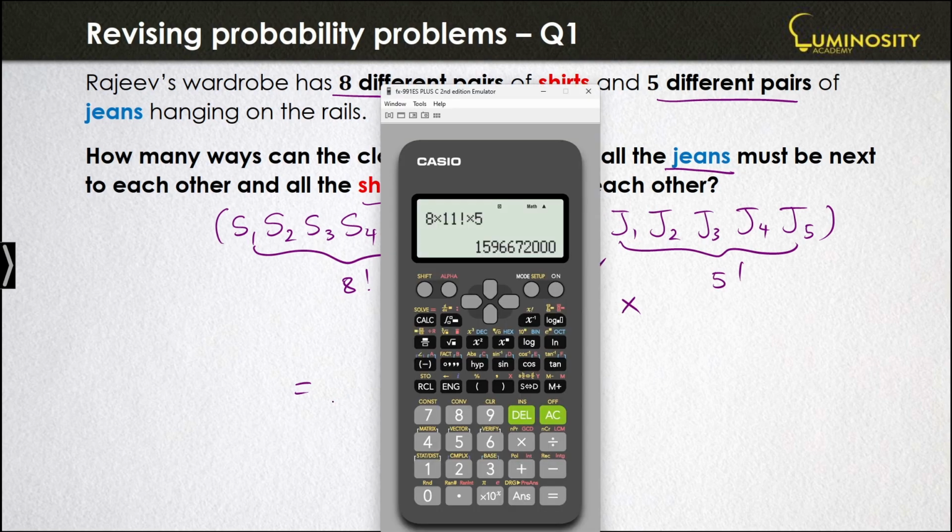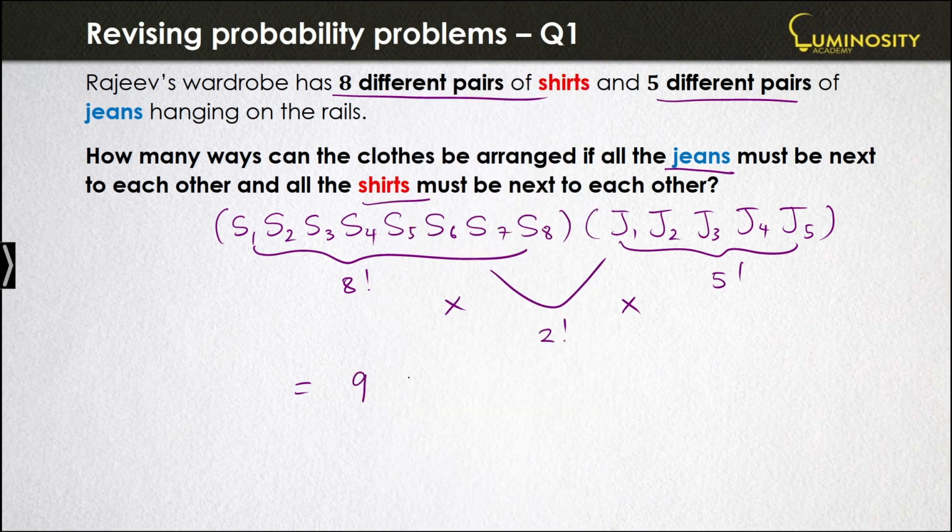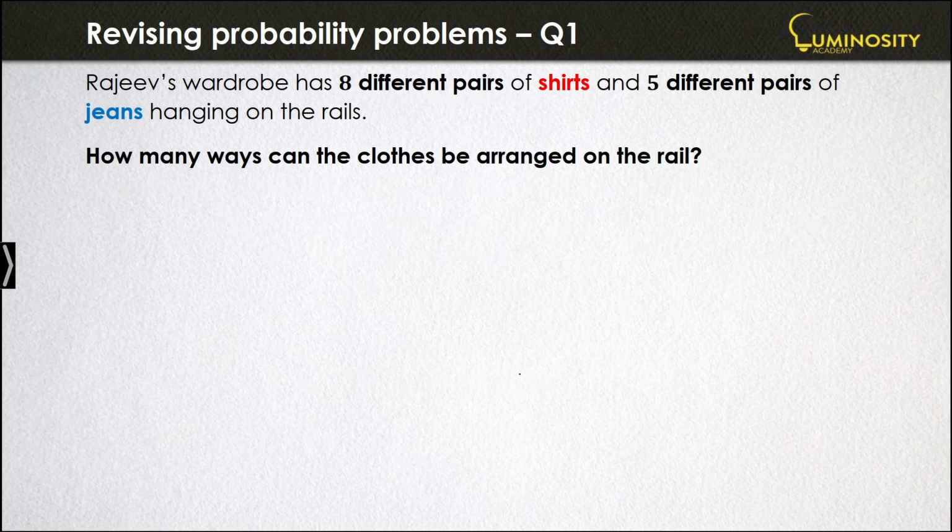So let's go ahead and have a look how much that is. It's going to be 8 factorial times 2 factorial times 5 factorial. So I get 9,676,800. So quite a lot of ways, but that is kind of small compared to if I could arrange them in any way. And that is what this question is all about.